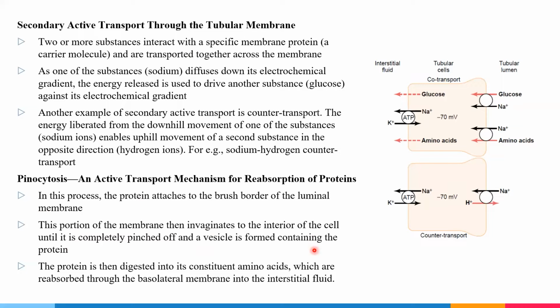And a vesicle is formed containing the protein. The protein is then digested into its constituent amino acids, which are reabsorbed through the basolateral membrane into the interstitial fluid. So the protein is not directly reabsorbed or allowed to pass into the blood itself, but is first broken down into its amino acids and then utilized by the cell itself.